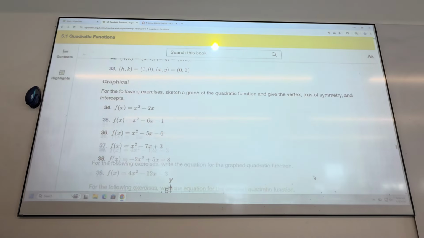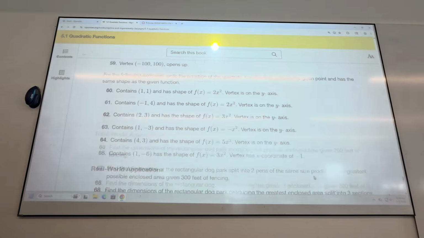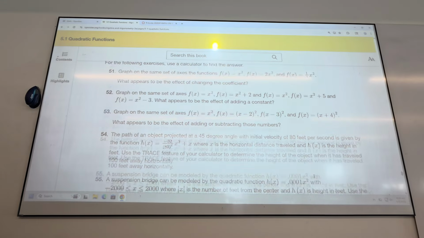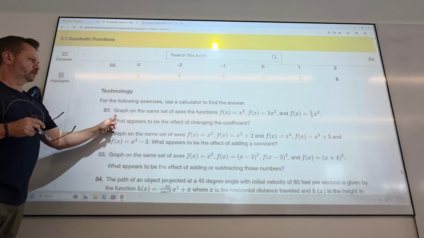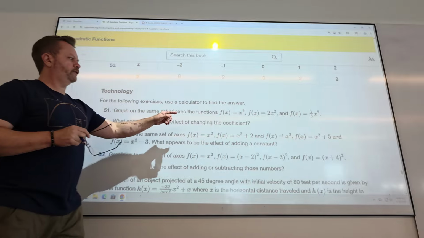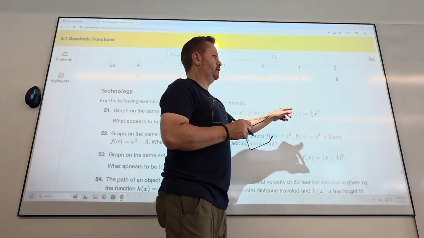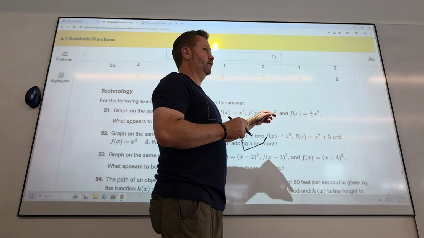Hi. Let's see, 51. Oh, okay. So this one? Is it this one? Yes. Did you graph all 3 of these and just see? I got stuck on one of the 3.